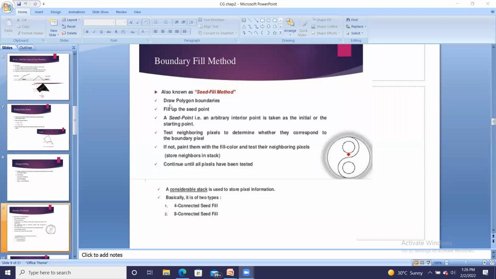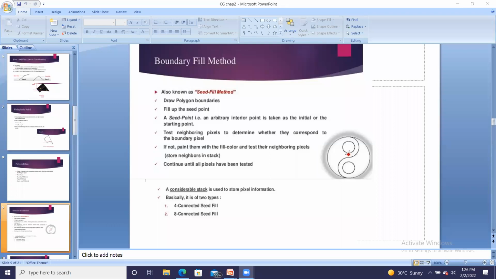So first thing is draw the polygon boundaries. Obviously, we should get the polygon drawn first. Then fill up the seed point. So take any point which is lying interior, consider it as a seed point, and you have to color that seed point first. So first I am coloring this seed pixel. Then a seed point is an arbitrary interior point taken as initial or starting point. Seed point म्हणजे काय? तर any initial point किंवा starting point for the filling of polygon. Then the neighboring pixel I will test.